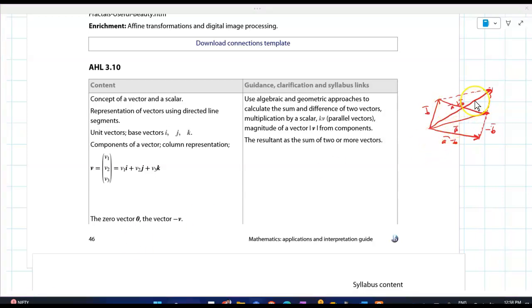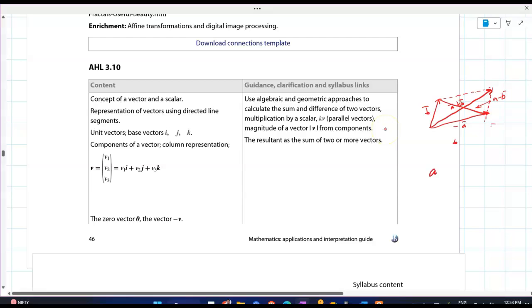Important. Okay, in a parallelogram, so if I erase this out, in a parallelogram, one diagonal is your A plus B, and this one is your A minus B. This is something you need to remember. Okay. Now calculate the sum and difference of vectors, geometric and algebraic. It's algebraic that we just add the components and subtract the components. Multiplication by scalar, parallel vectors.